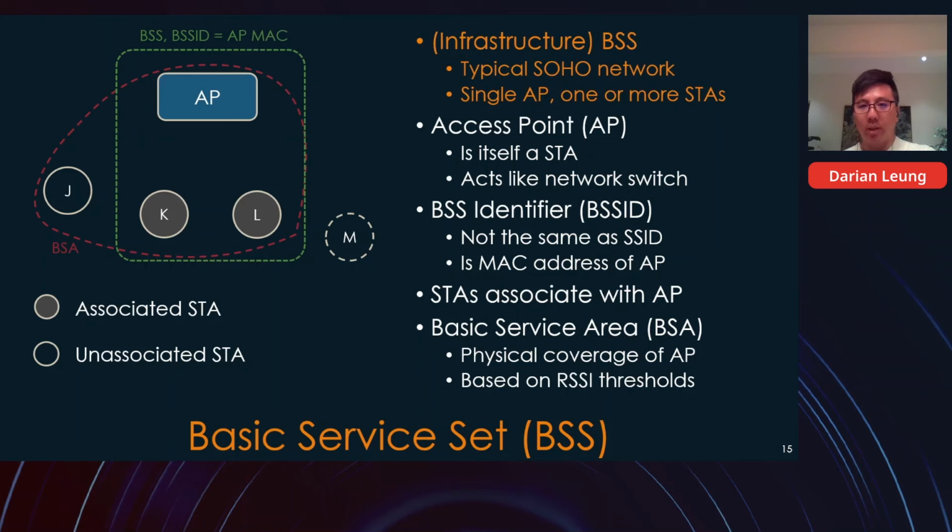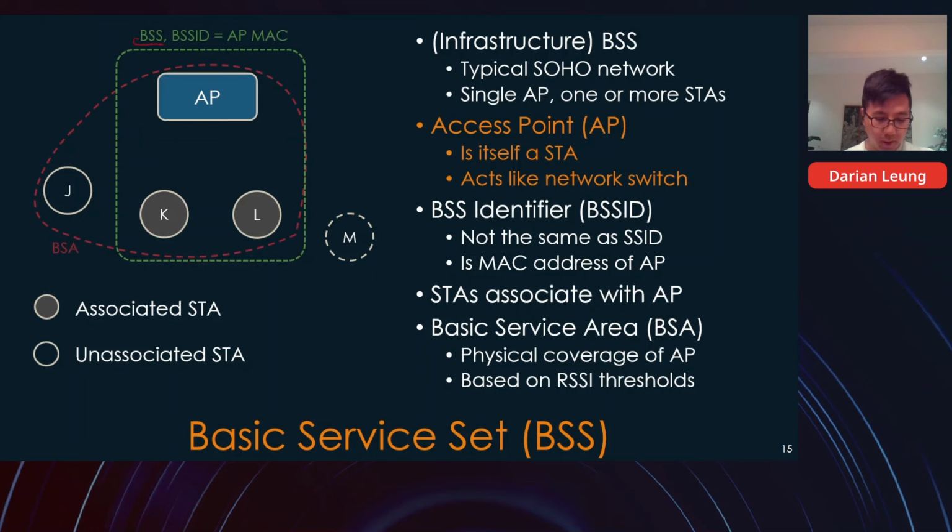The first topology to look at is the Infrastructure Basic Service Set, otherwise known as a BSS. This is the topology that you most likely use on a daily basis, and it's found in most small office and home office networks. The BSS is made up of a single access point, otherwise known as an AP, and one or more stations. The AP itself is a station, but it also has added capabilities similar to a network switch. This means all stations only communicate directly with the AP. The AP is responsible for forwarding all communications to the correct destination.